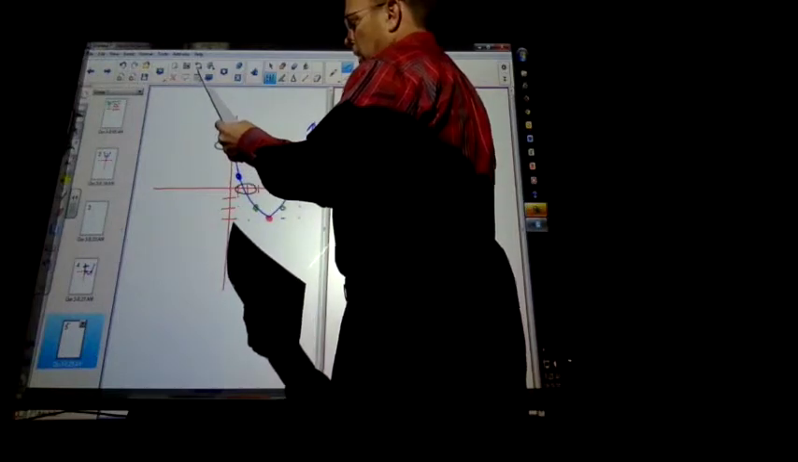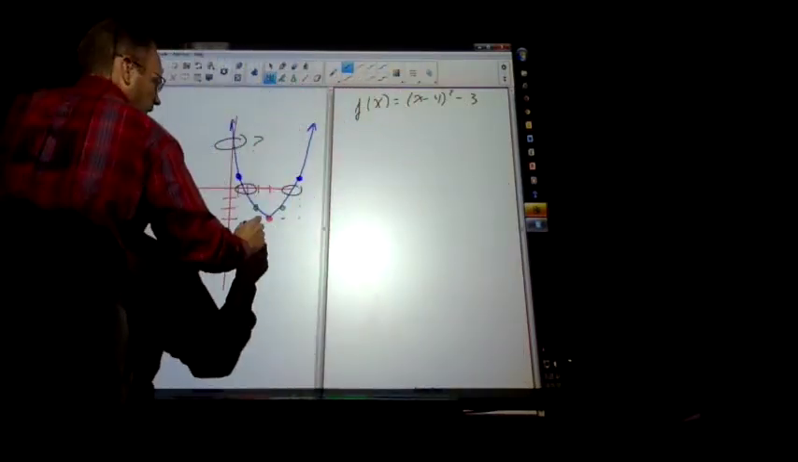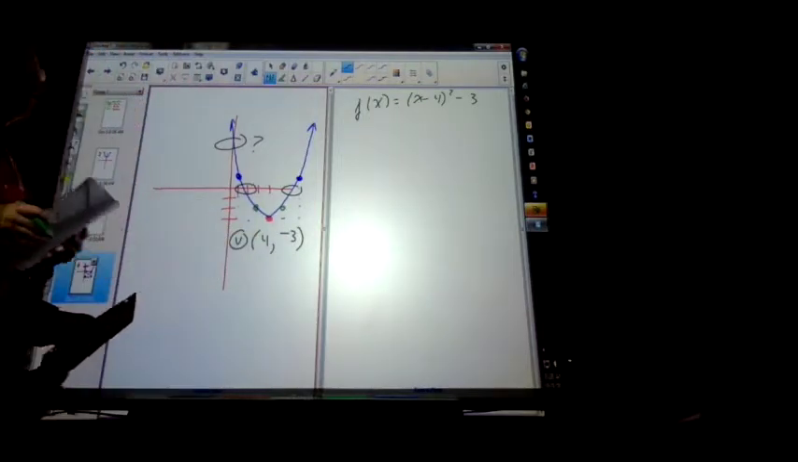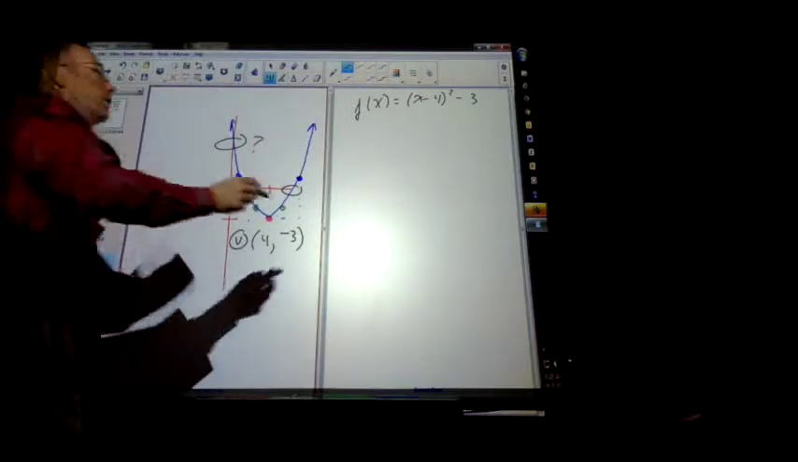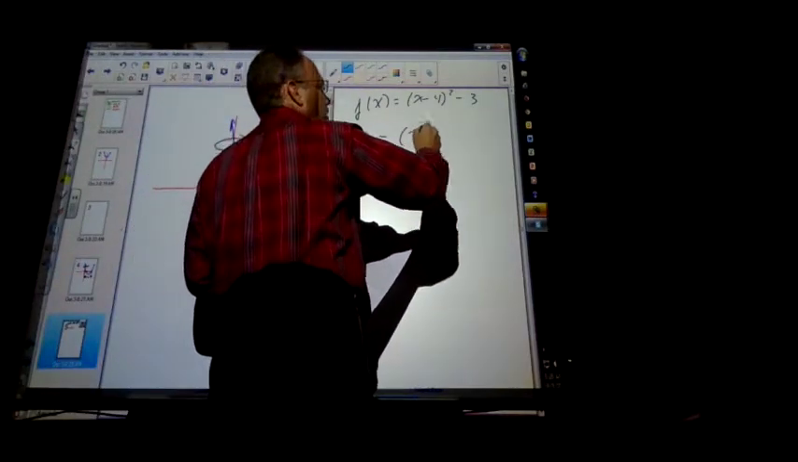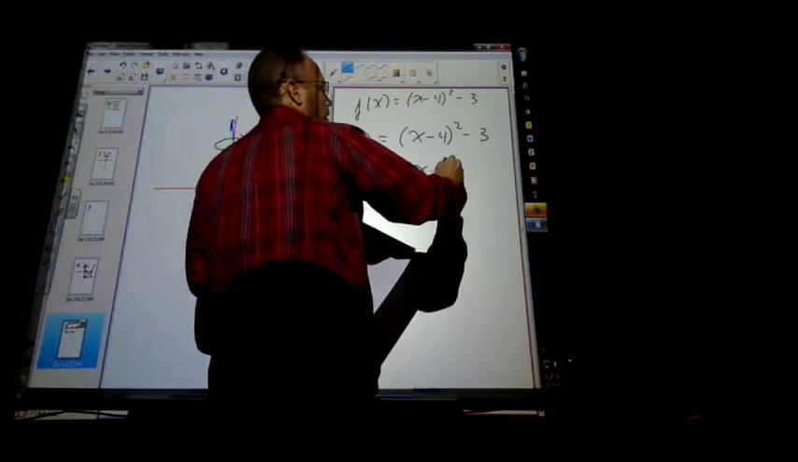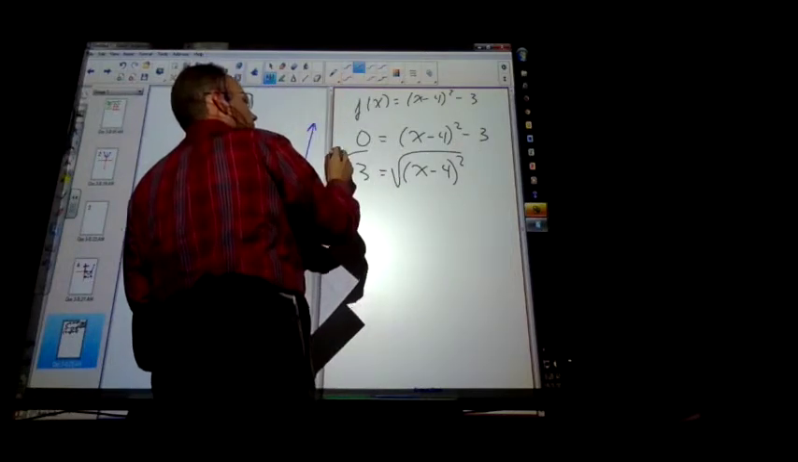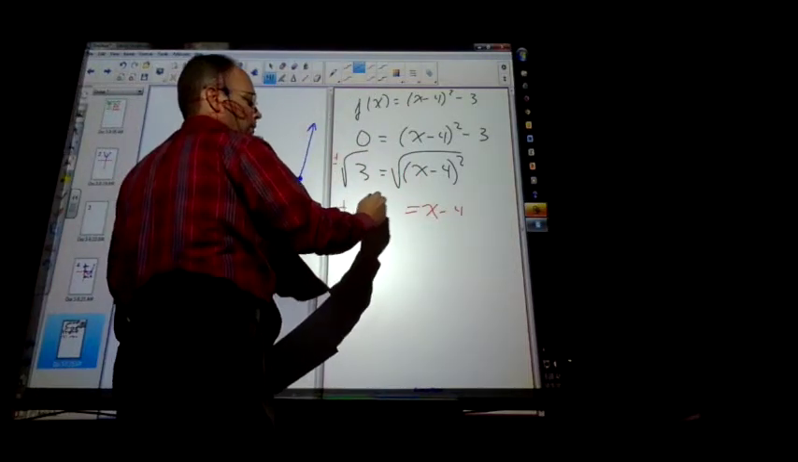Alright, so let's rewrite the problem. So I have f of x is equal to (x minus 4) squared minus 3. I know that my vertex is at (4, negative 3). So let's solve this from here. Someone said plug in 0. Where should I plug in 0? For f of x. So 0 is equal to (x minus 4) quantity squared minus 3. Add 3. Take the square root of both sides. What should I not forget? Plus or minus. Okay, so I get x minus 4 is equal to plus or minus square root 3.